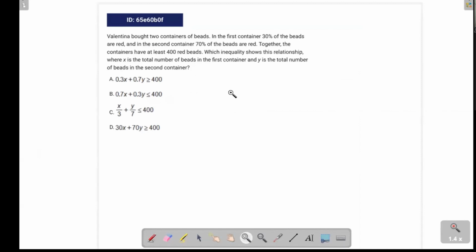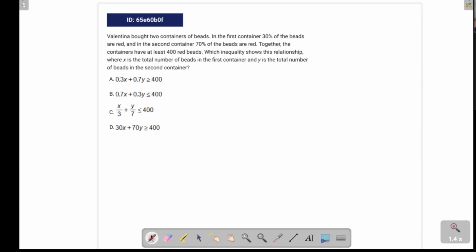All right, here's the problem. Valentina bought 2 containers of beads. In the first container, 30% of the beads are red, and in the second container, 70% of the beads are red. Together, the containers have at least 400 red beads. Which inequality shows this relationship, where X is the total number of beads in the first container and Y is the total number of beads in the second container?